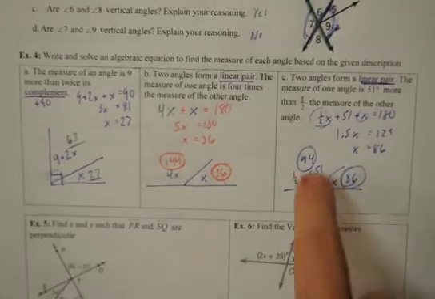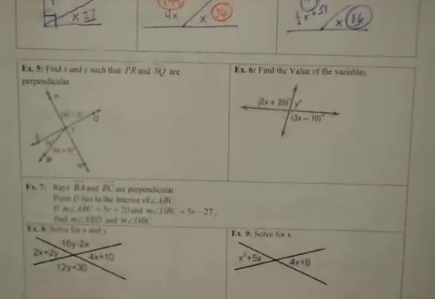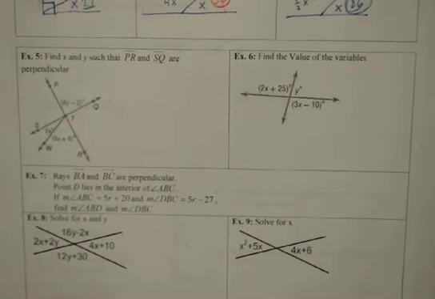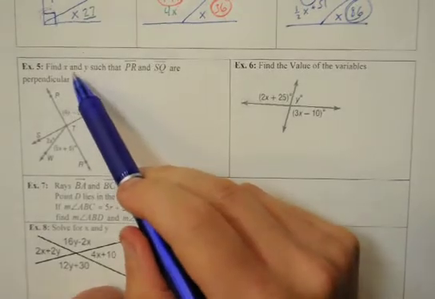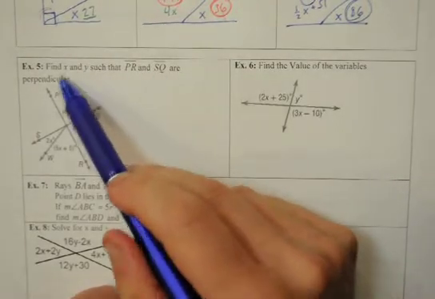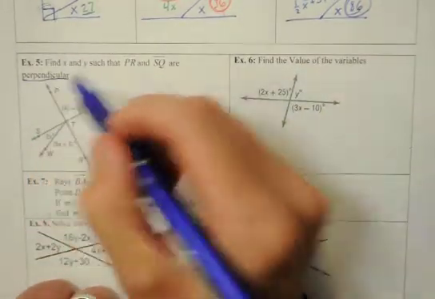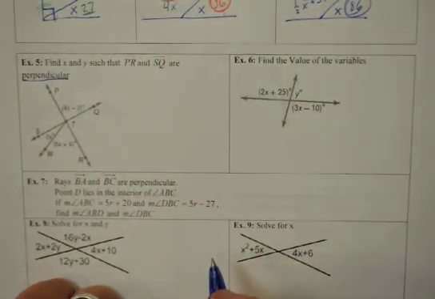It worked. 86 and 94 make 180. Alright, on to the last several questions here. It says find x such that we are perpendicular. Again, perpendicular means 90 degrees.